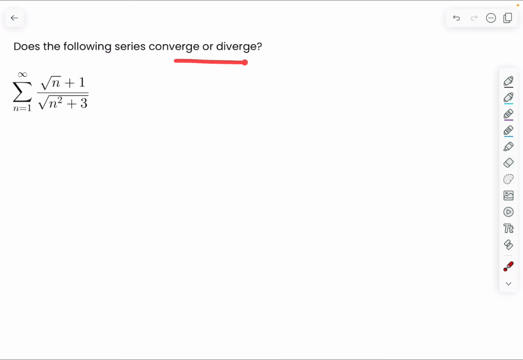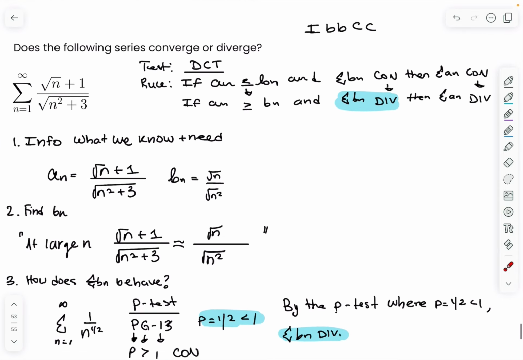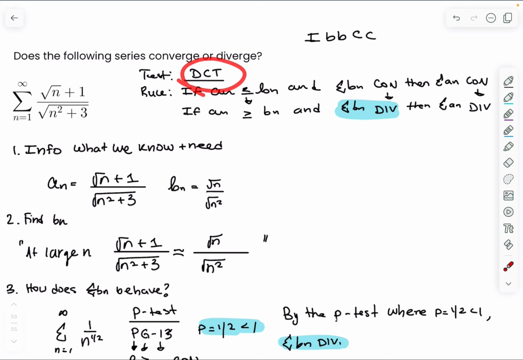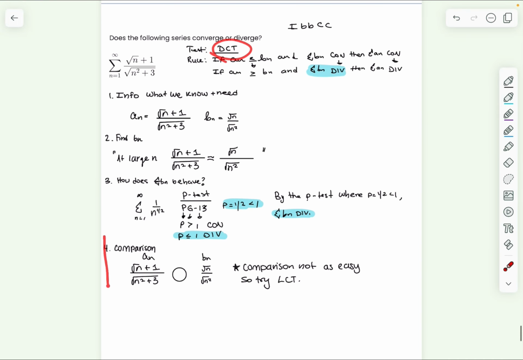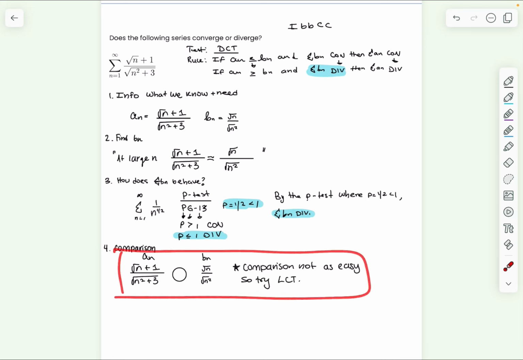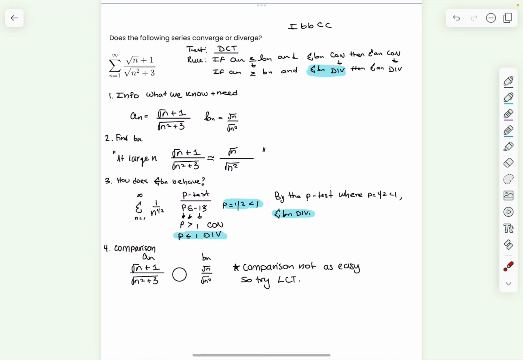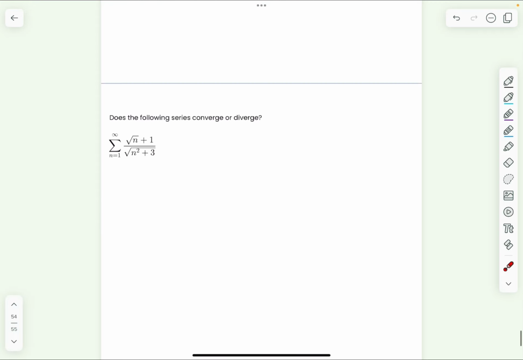Does the following series converge or diverge? We're going to be using the limit comparison test in this video because in the last video we tried doing the same problem using DCT, the direct comparison test, but we got a little stuck because the comparison wasn't as easy as we thought it was going to be. So I told you that as soon as you feel like the comparison is a little bit hard, try LCT because it might be easier. So that's what we're going to do here.